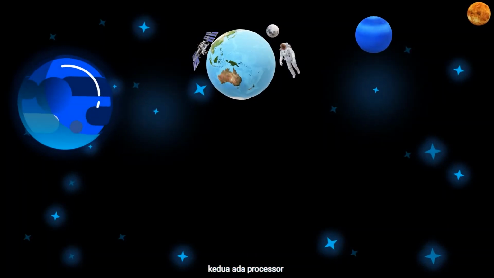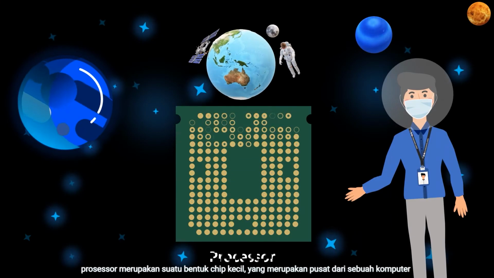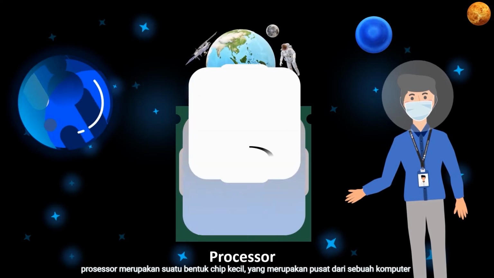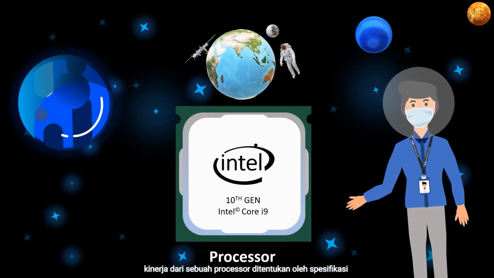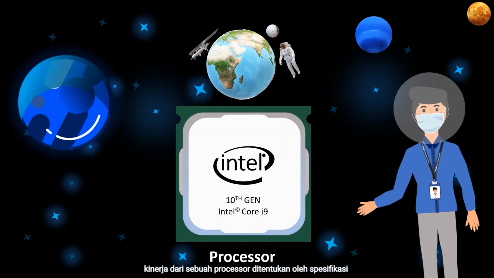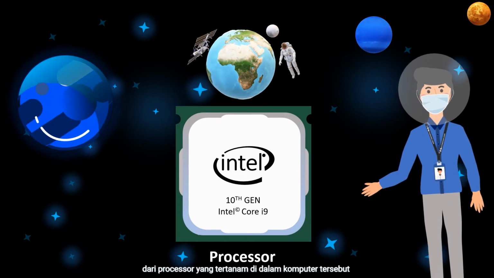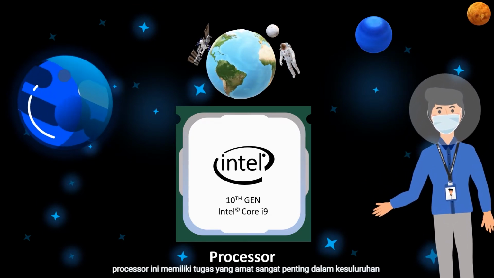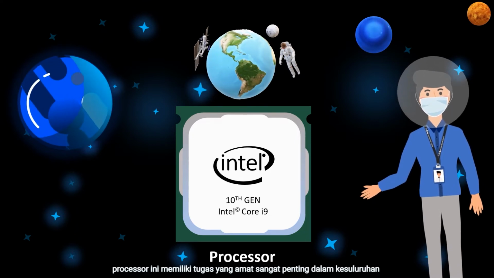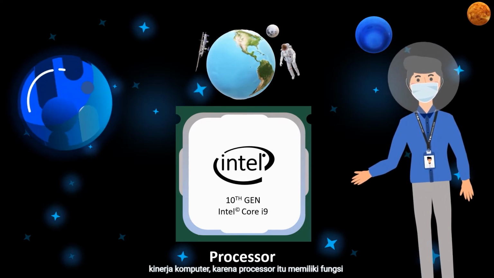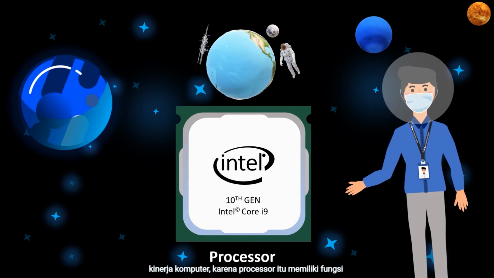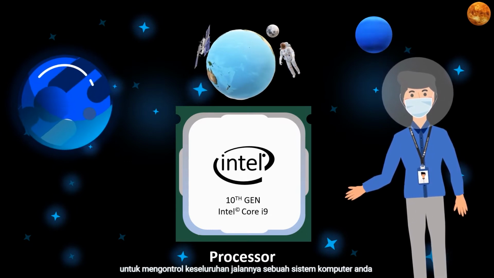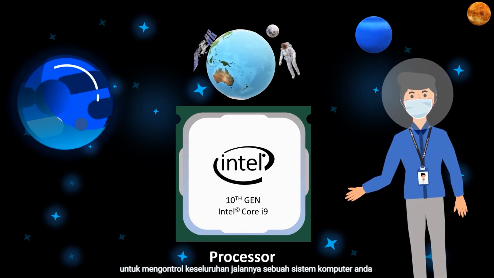The second is the processor. The processor is a small chip that is the center of the computer. The performance of a processor is determined by the specification of the processor established in a computer. This processor has a very important duty in the overall performance of the computer because the processor has the function to control the entire way of your computer system.